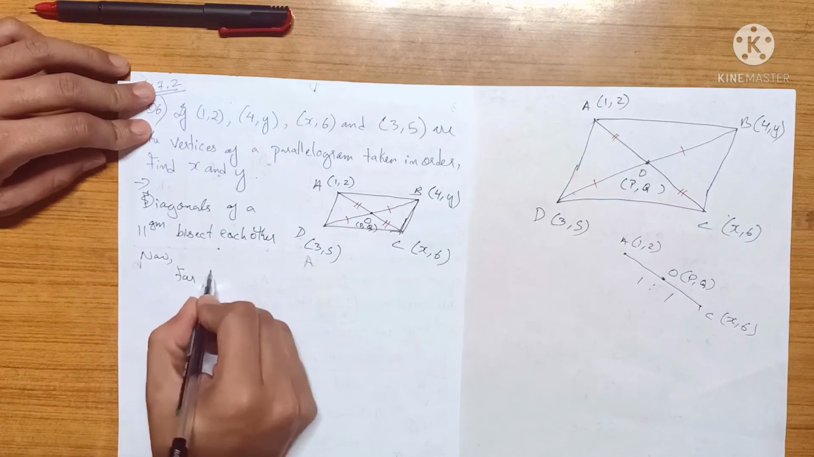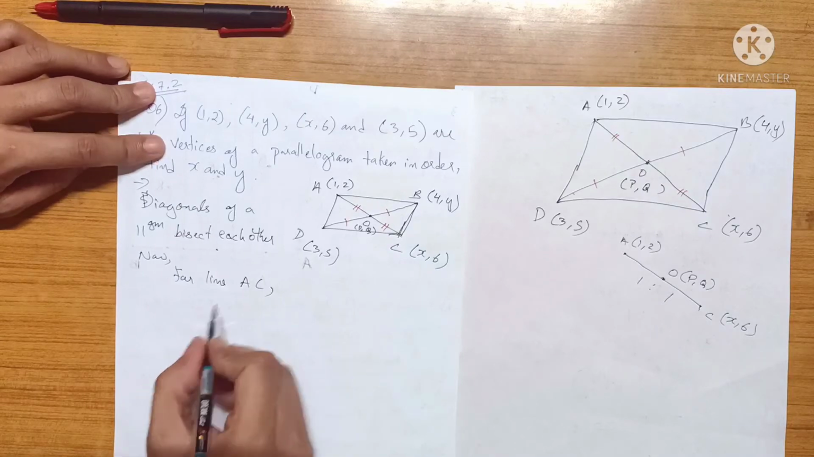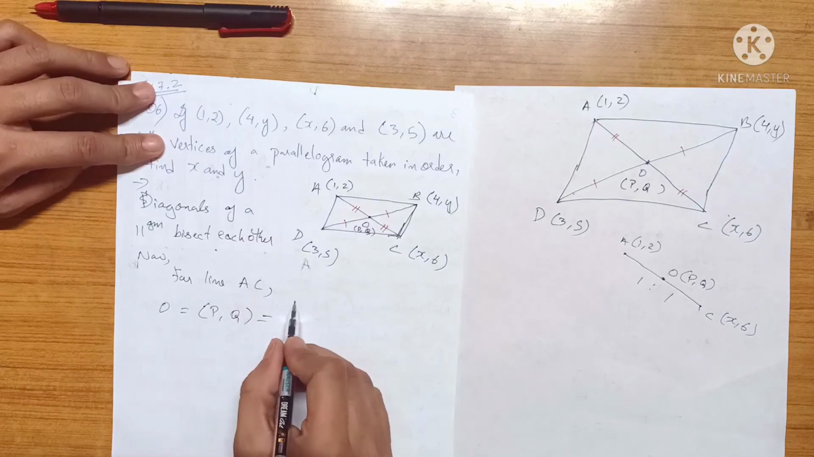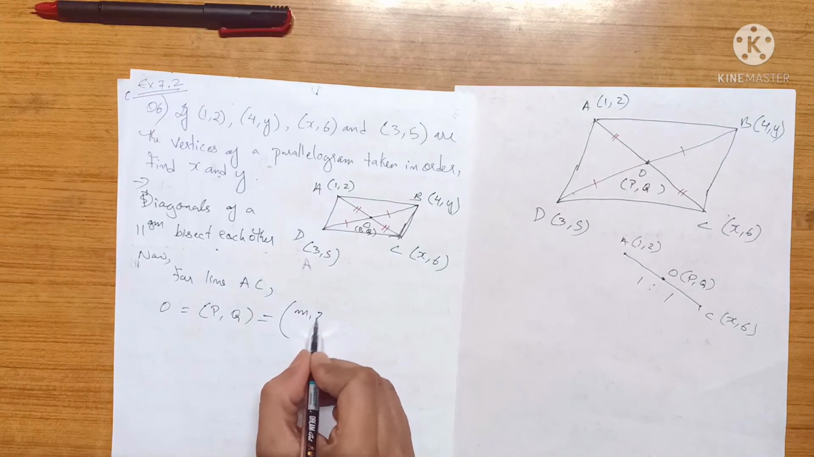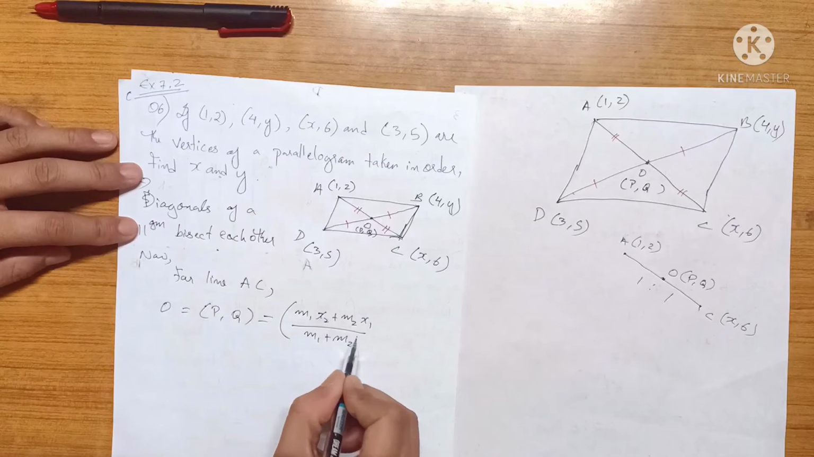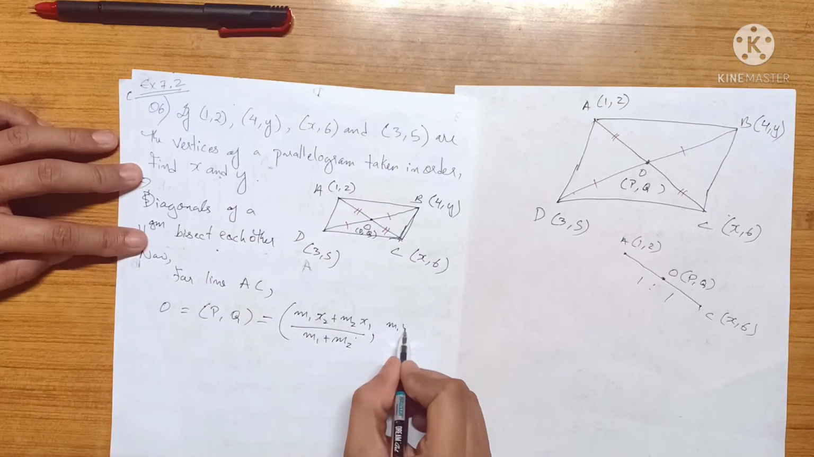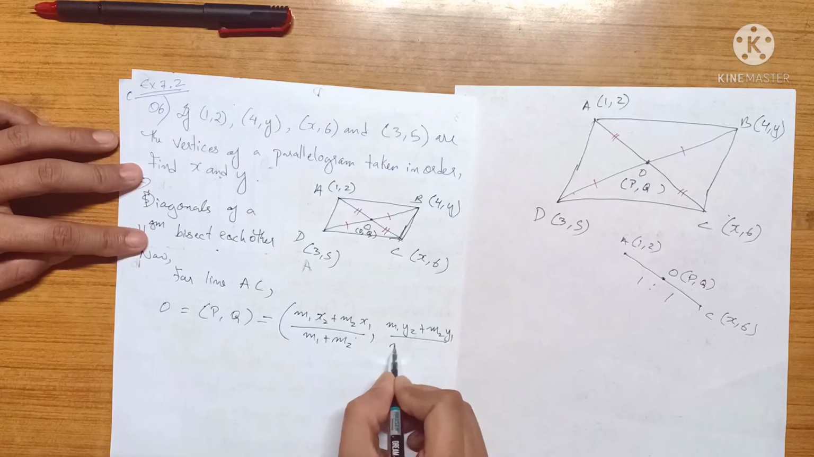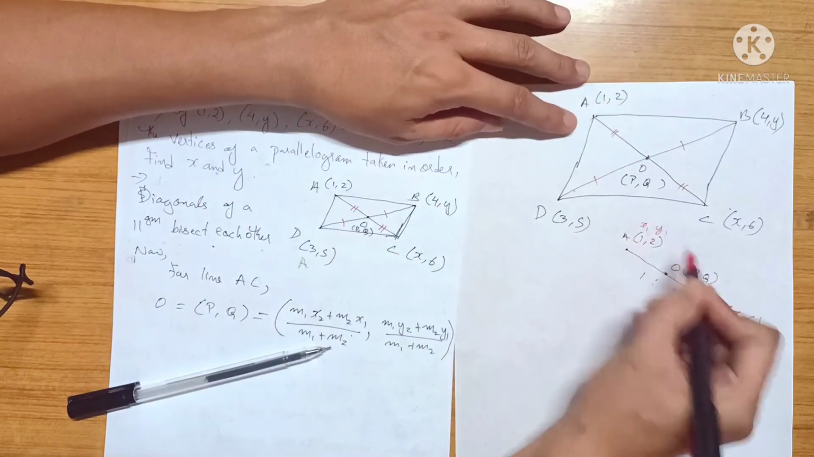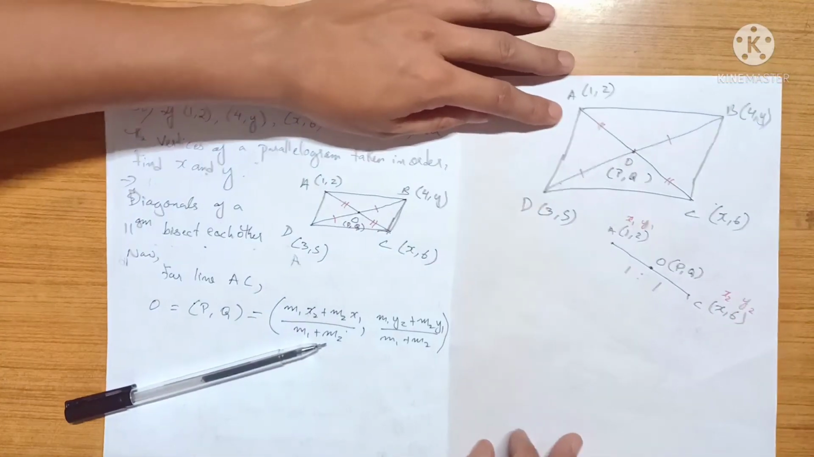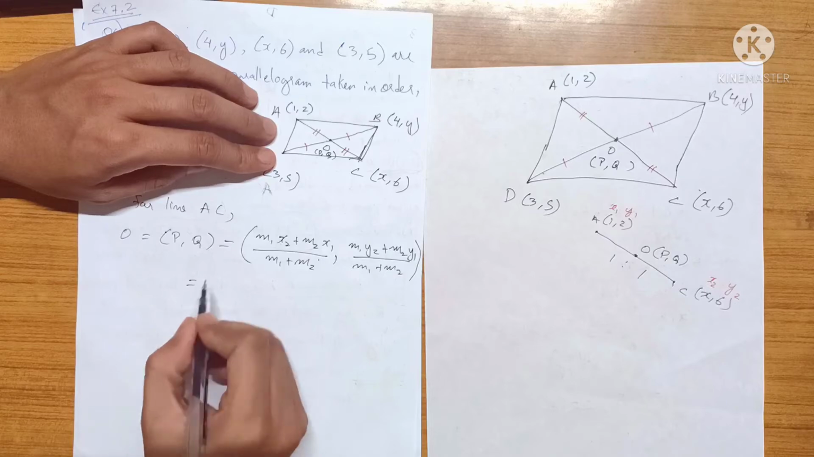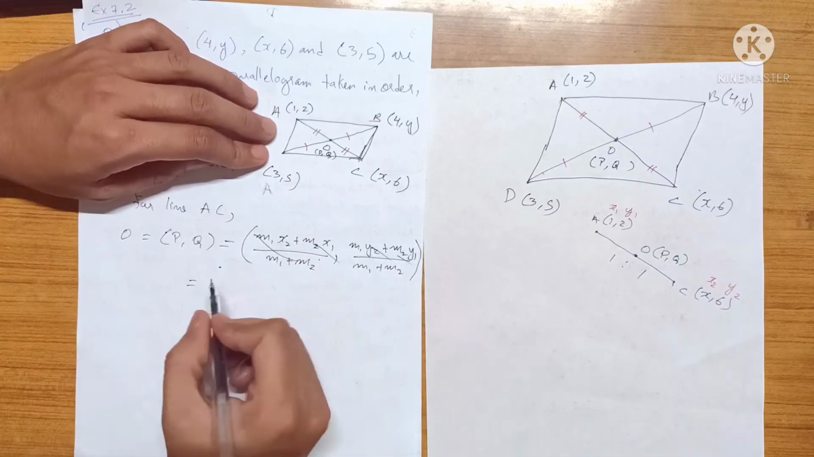Now for line AC, O equals (P, Q), where P is given by (M1 x2 plus M2 x1) by (M1 plus M2), and Q by (M1 y2 plus M2 y1) by (M1 plus M2), right? So in this case, x1 is this, y1 is this, x2 is this, y2 is this. So let's put in the values. M1 and M2 is 1:1. Oh, instead of using this, let's use the shorter formula.